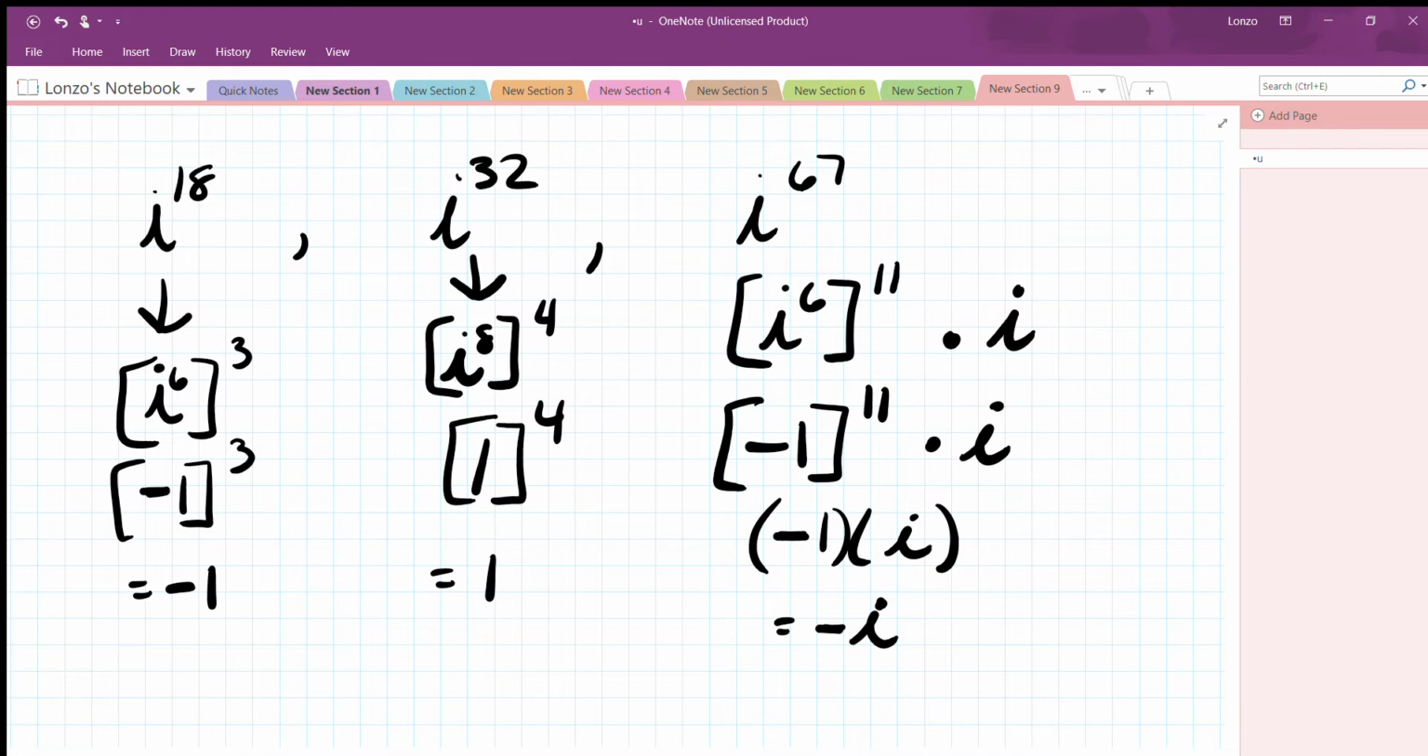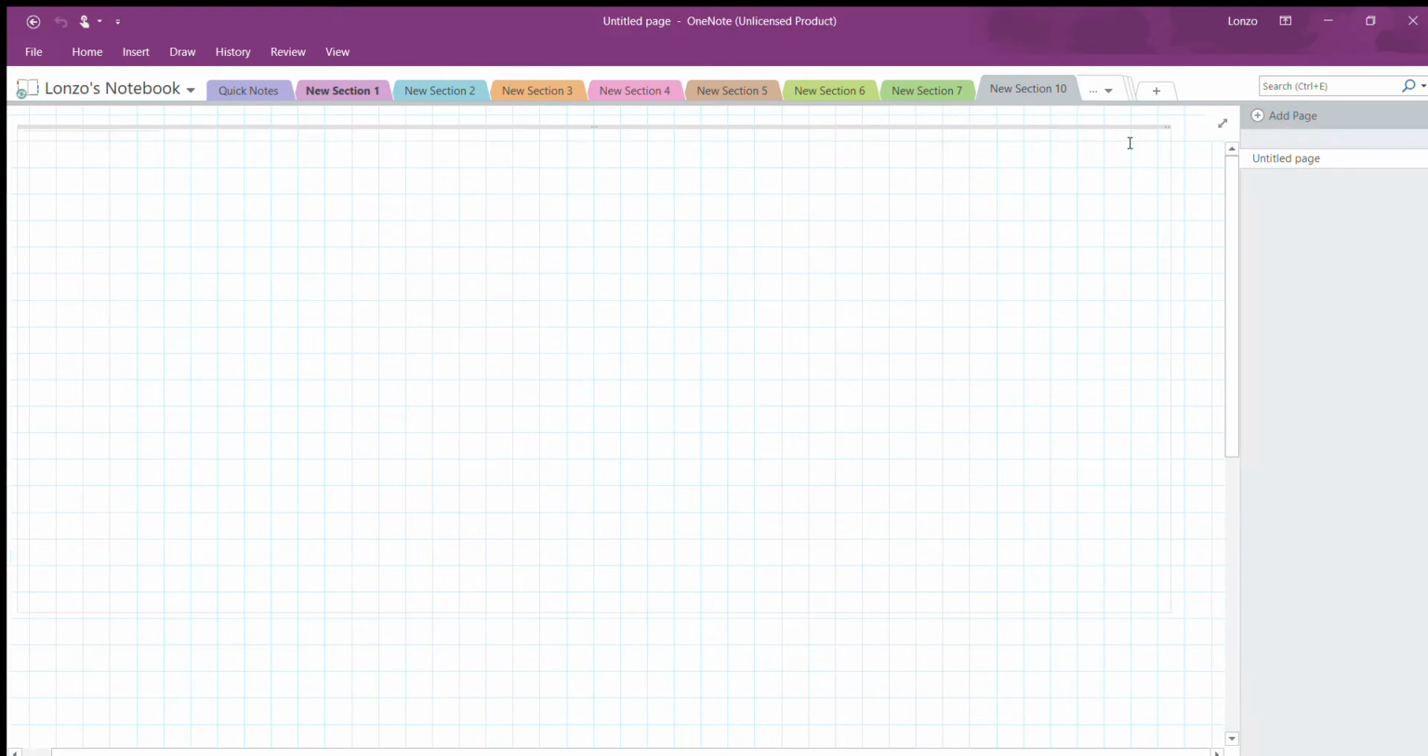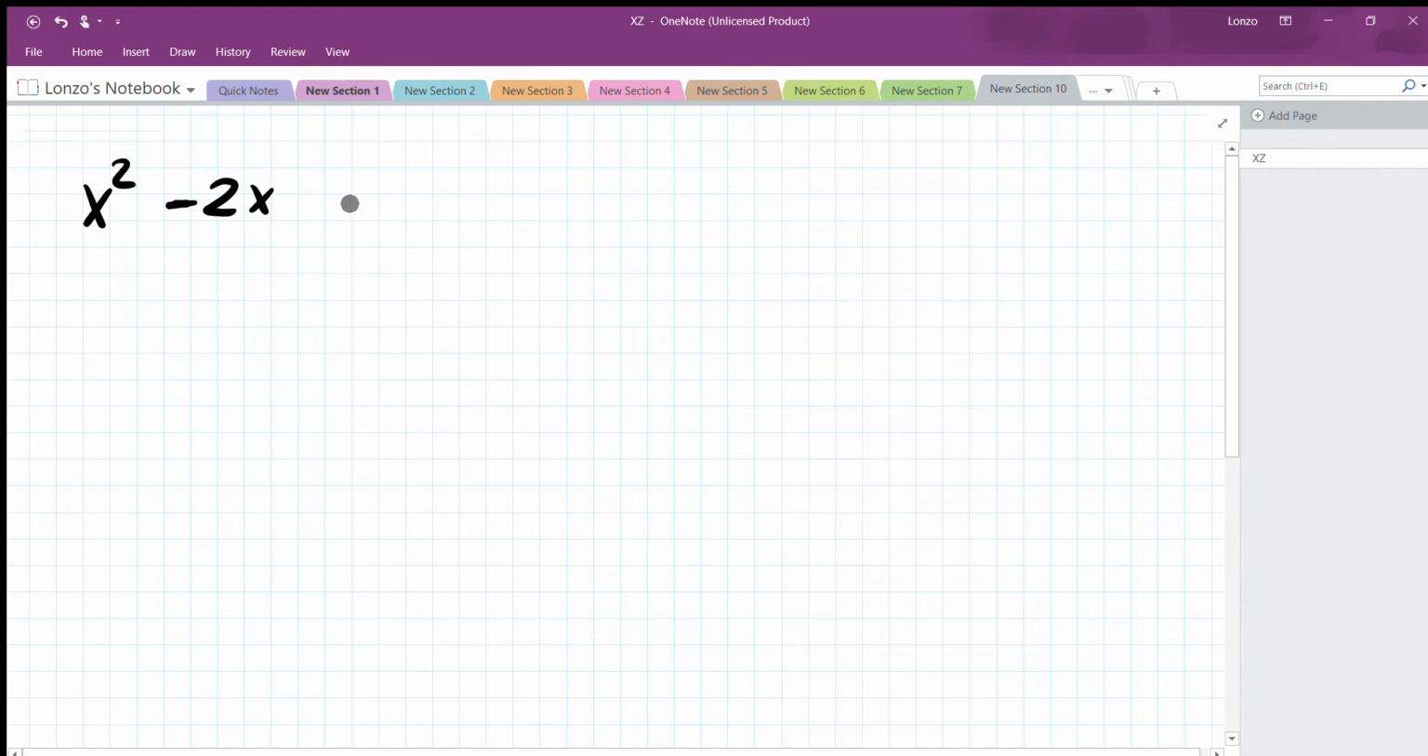Okay. I think we have one more, and then that's it for this section. Let me see if I can find it. I can't, so the problem wants me to find this. We are given x squared minus 2x plus 2, and then for x equals 1 minus i.